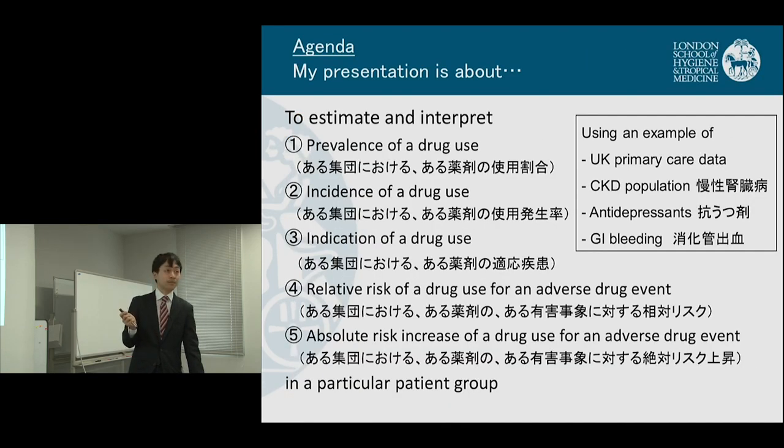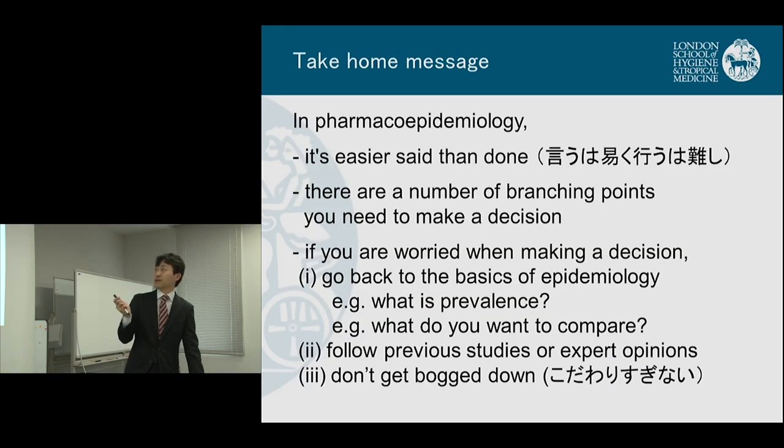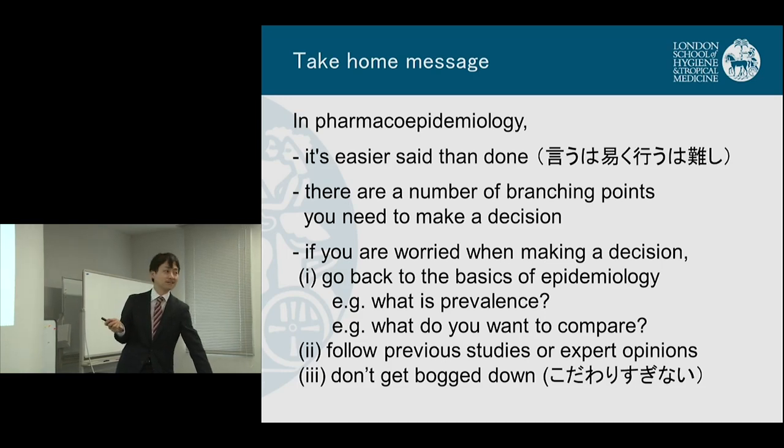So this is almost the end of my presentation. Take-home message. Pharmacoepidemiology is fun, but it's maybe easier said than done. There are a number of branching points where you need to make a decision. And if you are worried when making each decision, go back to the basics of epidemiology, like what is prevalence and what do you want to compare. Comparison may be the most important. And follow previous studies or expert opinions. And don't get bogged down, or don't spend too much on small differences.